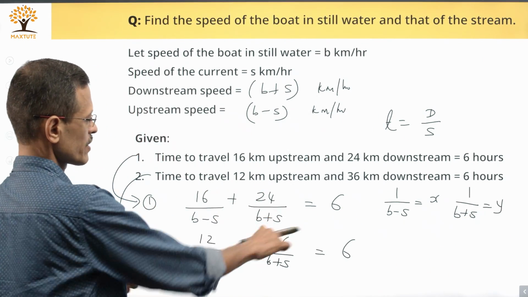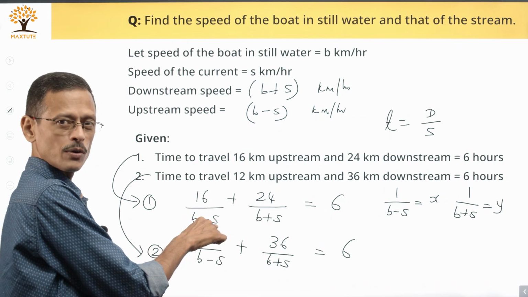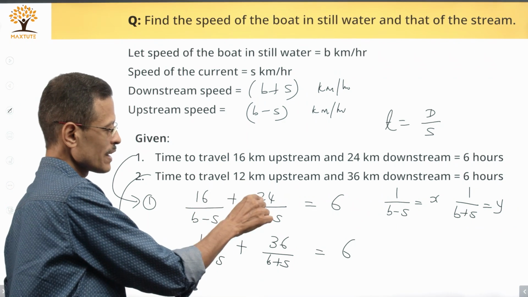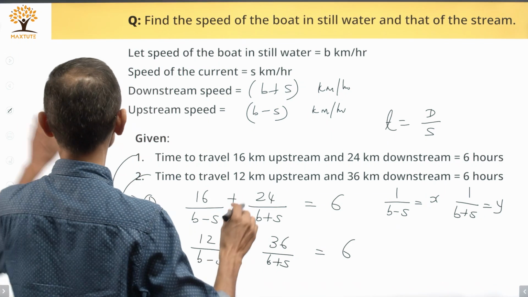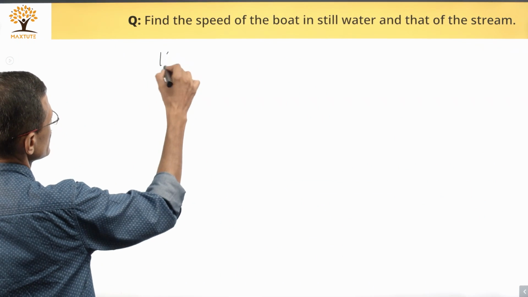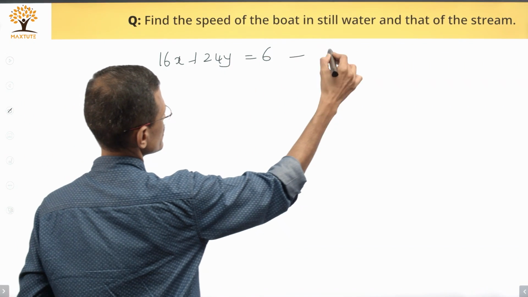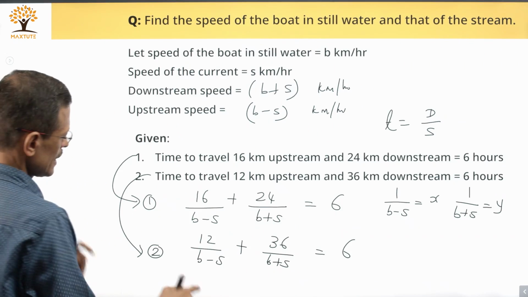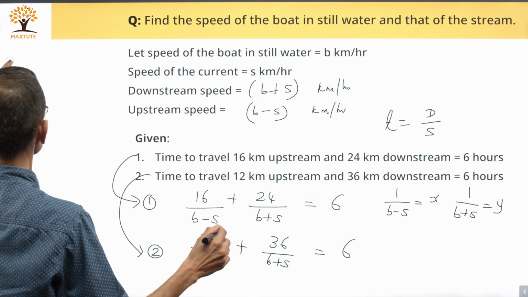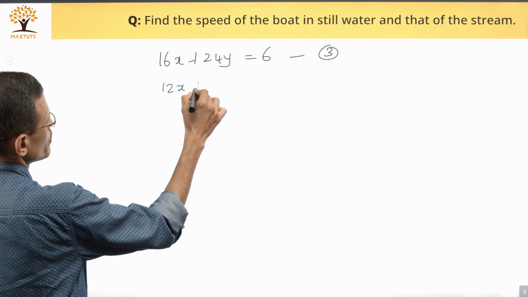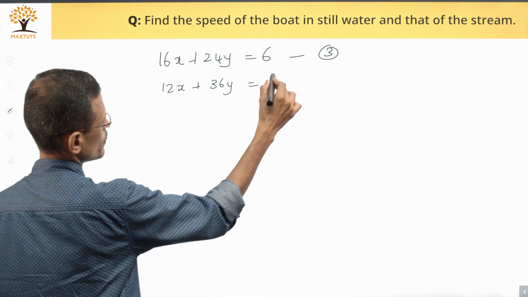So what will the first equation therefore be? 16 times 1 upon b minus s, so 16x plus 24y is equal to 6. I'm going to call this 16x plus 24y equals 6 equation 3 for us. And 12x plus 36y is equal to 6.